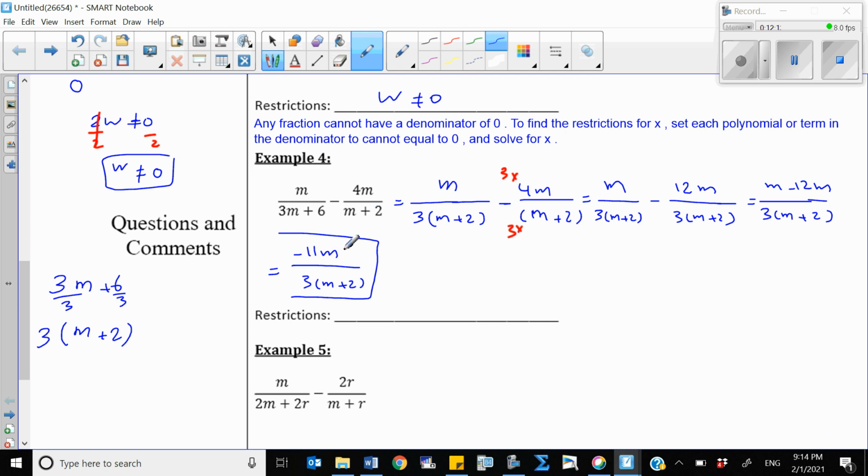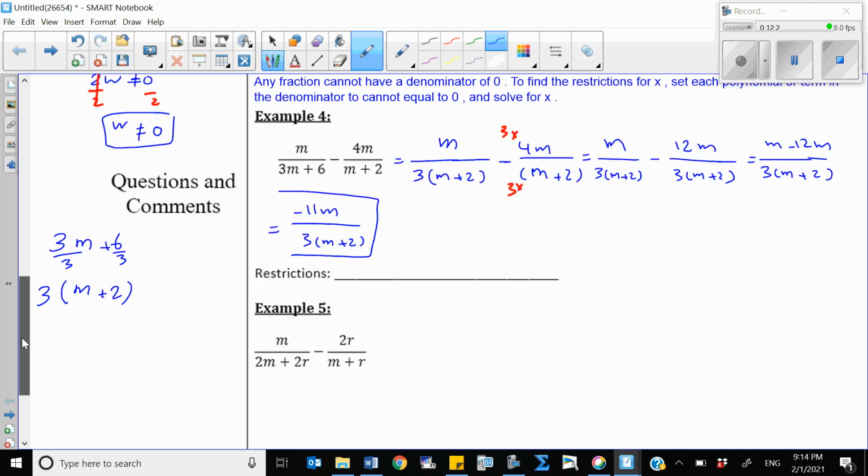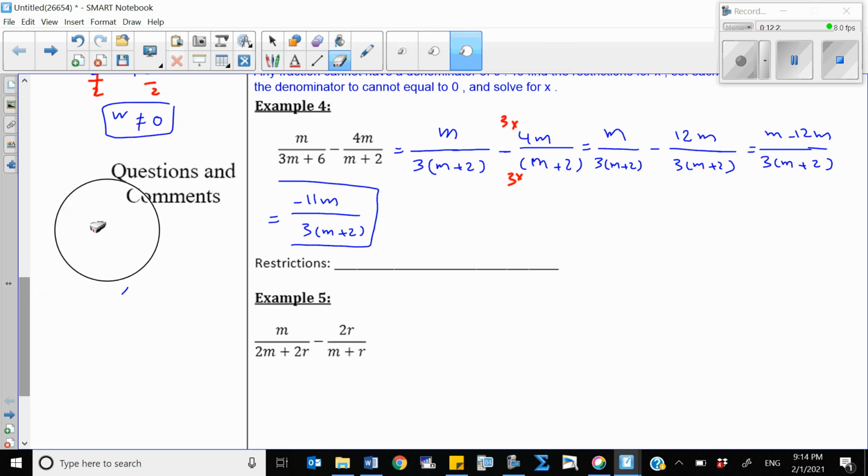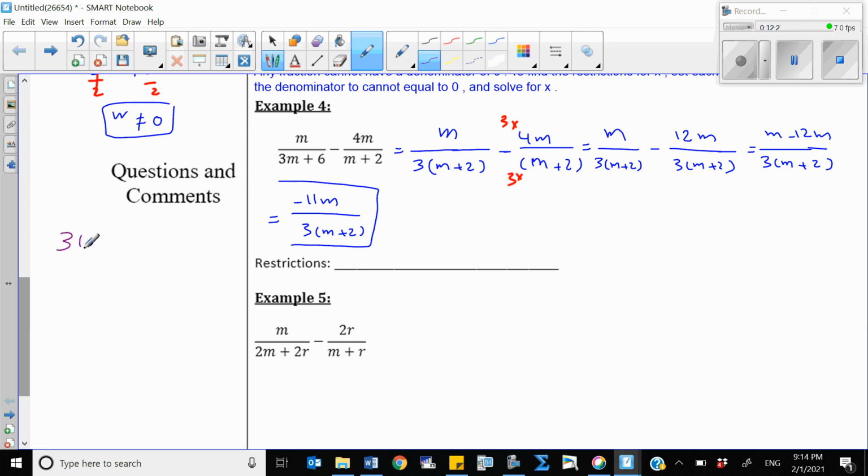Now, I need to find the restrictions. How do I find the restrictions? Based on what we said, the denominator should not be equal to 0. So I'm going to set the denominator, which was 3 times m plus 2, not equal to 0. Then you divide both sides by 3 because we're trying to solve for m. It will be m plus 2 not equal to 0.